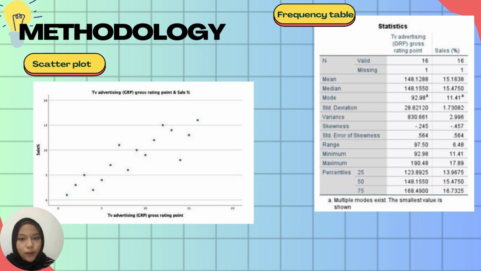Here is the scatter plot and the frequency table between TV advertising gross rating point and the sales. So the scatter plot shows a positive correlation, and it showed that in years when less gross rating point was received, the number of sales decreased. Next, moving to the frequency table, the explanatory variable is the gross rating point of television advertisement in the prime TV broadcast network, while on the other hand, the response variable is the number of sales over 16 years in the prime TV broadcast network.